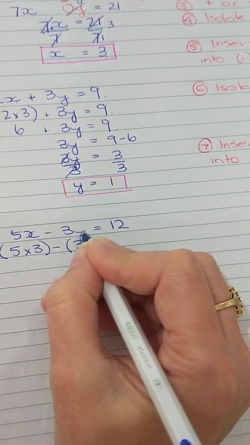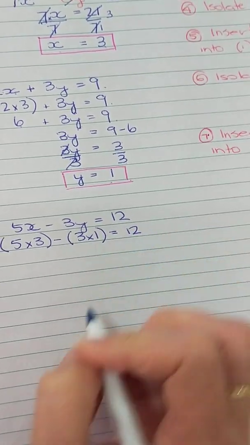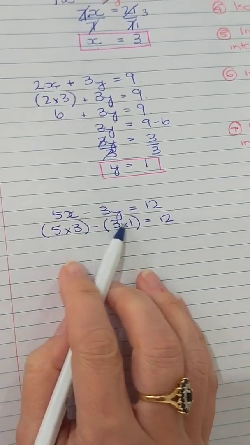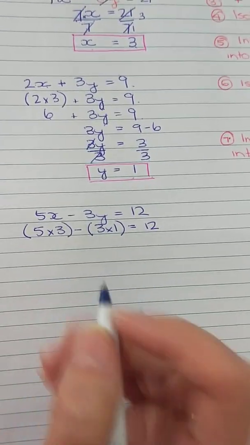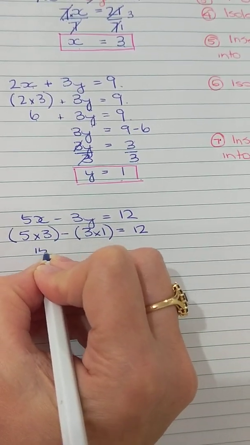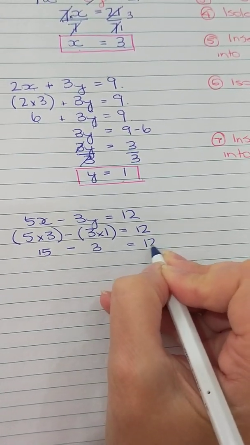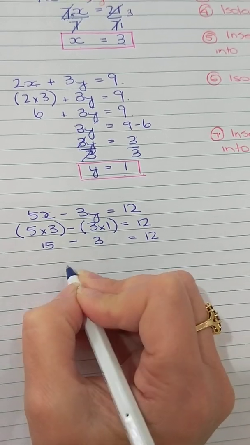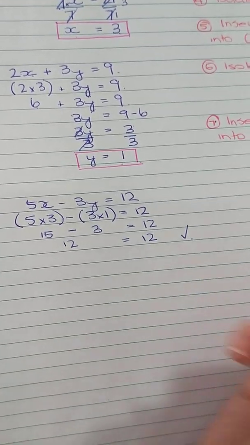And 3 times y, well, y is 1. Put brackets around those guys. And now we've got no letters left in our equation, so we know we can solve this. So 5 times 3 is 15, minus 3 times 1 is 3, equals 12. 15 minus 3 indeed is 12. Does 12 equal 12? Well, yes, it does.